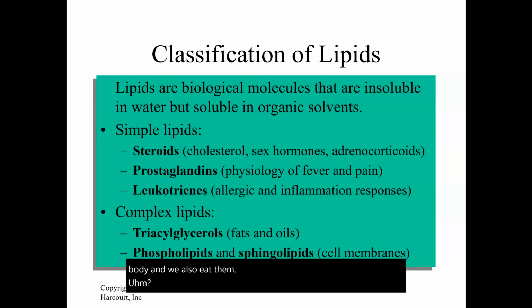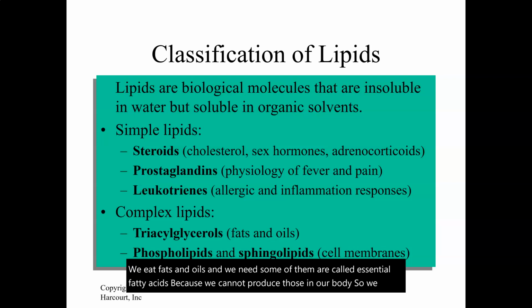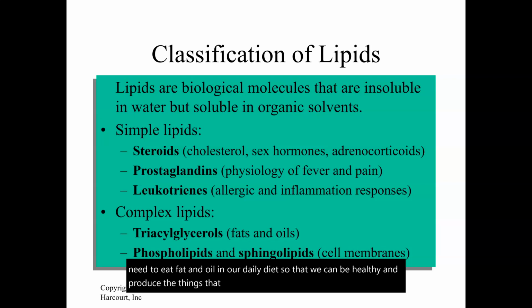We eat fats and oils, and some of them are called essential fatty acids because we cannot produce those in our body. So we do need to eat fat and oil in our daily diet so that we can be healthy and produce the things that we need in our body. So there's two types of lipids.